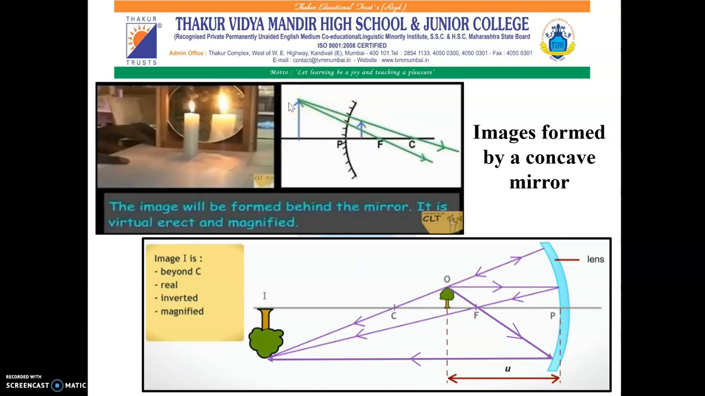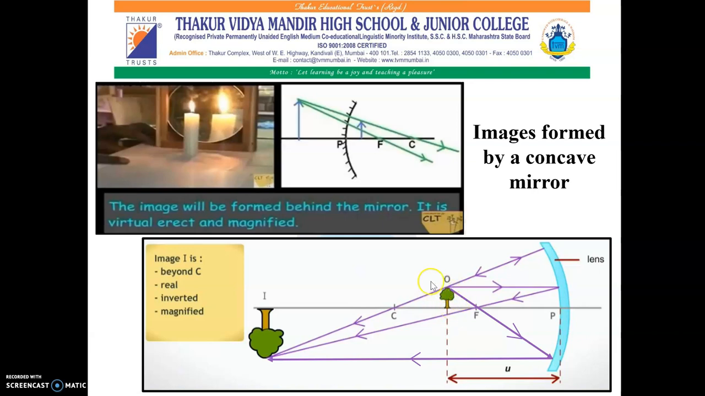The image is formed behind the mirror, and it is also virtual and erect because the reflected rays are not meeting at a single point. So the image is virtual and it is also forming behind the mirror. So it is virtual, it is also erect, as well as it is magnified. The size of the image is bigger as compared to the object. Over here, the object is kept between the pole and the principal focus. If the position of the object changes, then the image also changes. Let us see in the second example.